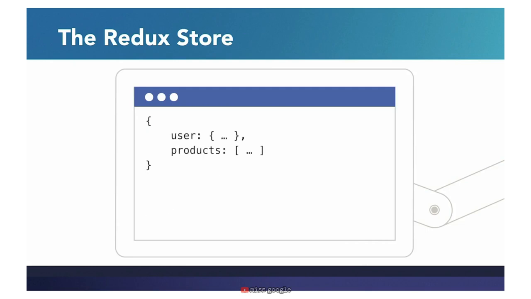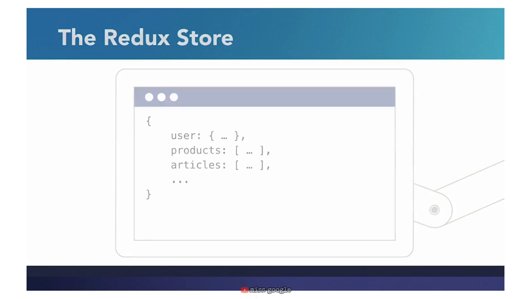It could also hold things like a list of products on an e-commerce site, or a list of articles on a blog site. Basically anything that we load from a server or any internal application state that we need to keep track of can be put into the Redux store.